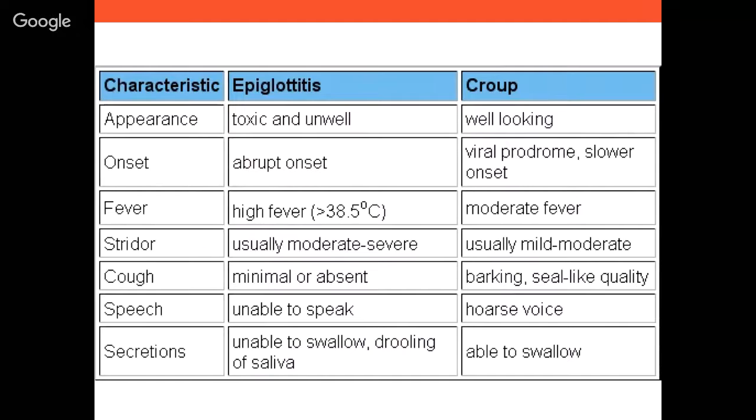Epiglottitis is a lot more abrupt, whereas croup takes a few days. The fever in epiglottitis is a lot worse. The cough happens in croup, but there's no cough in epiglottitis. Instead, they're not speaking, they're drooling, and they can't swallow. Does that all make sense so far?